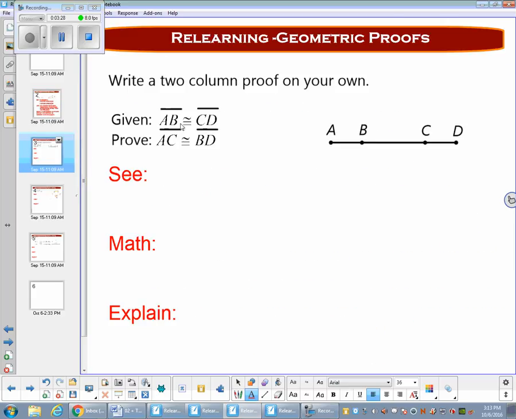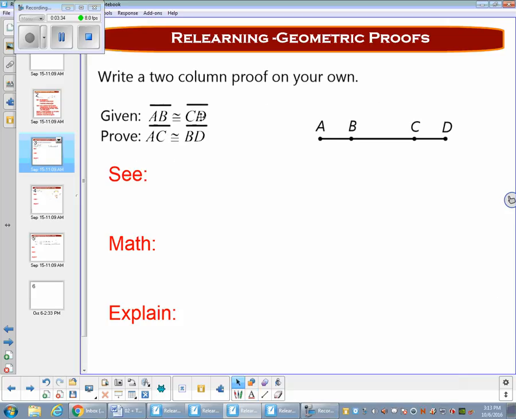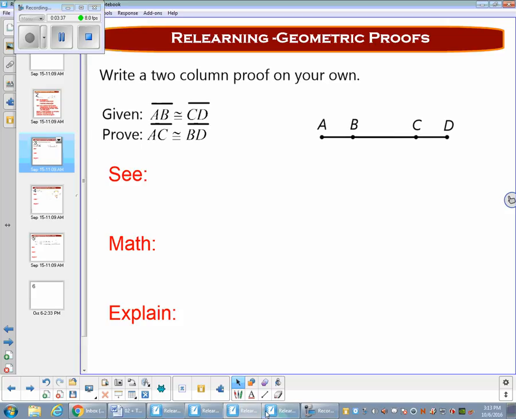Now this one says AB and CD are congruent. So if I see that, AB is the same as CD. So that means that this is the same as that. Now, what else do I see? I see a big segment. I see segment AB, BC, CD, and segment AD. Now, we eventually want to prove AC, this whole thing, is as big as BD.